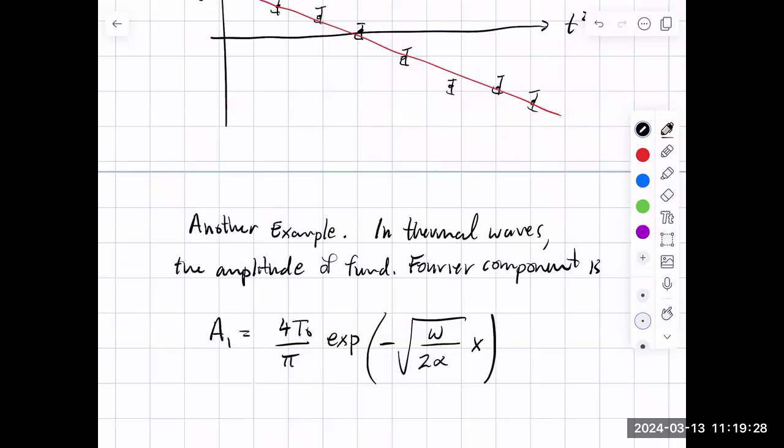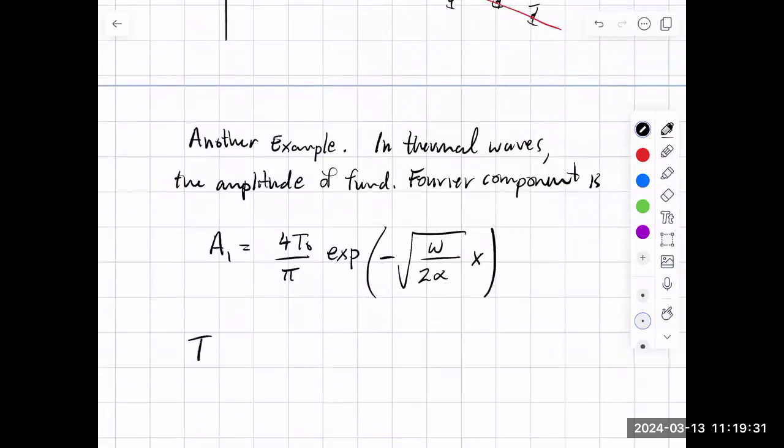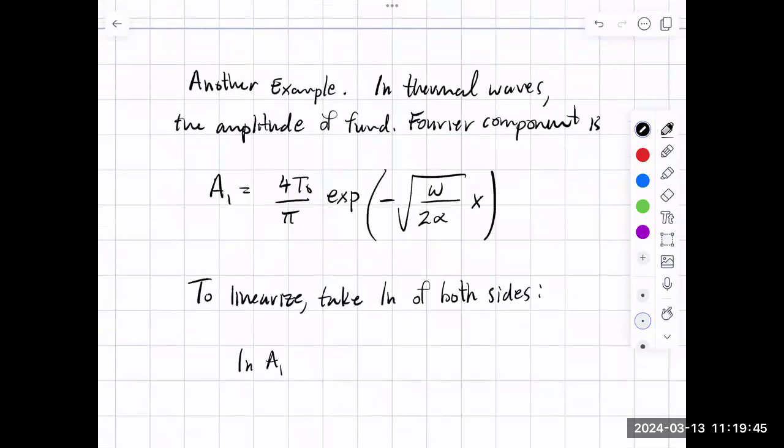Yeah, right. We're going to take the ln of this. So to linearize, we're going to take the ln of both sides. And so we'd get the ln of A1 is going to be equal to, okay, so we're going to have the ln of a product. And so I'll take the 4T0 over pi as one of the products, and then the exponential as the second one. And so we'll end up with the ln of 4T0 over pi.